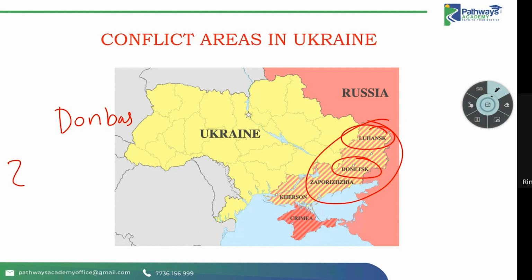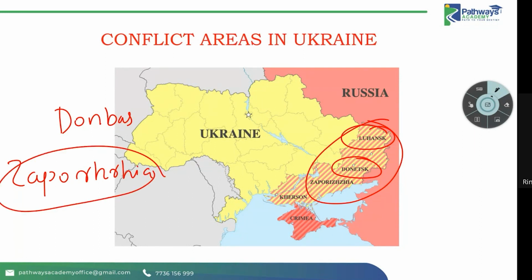Donbass, then Zaporizhia. Why has Zaporizhia become famous? It is because one of the largest nuclear power plants of Europe is situated there in Ukraine. It is captured by Russia. That is why Zaporizhia came in the newspaper. The nuclear power plant is present in the Zaporizhia region. It is annexed by Russia from Ukraine. Then Kherson.